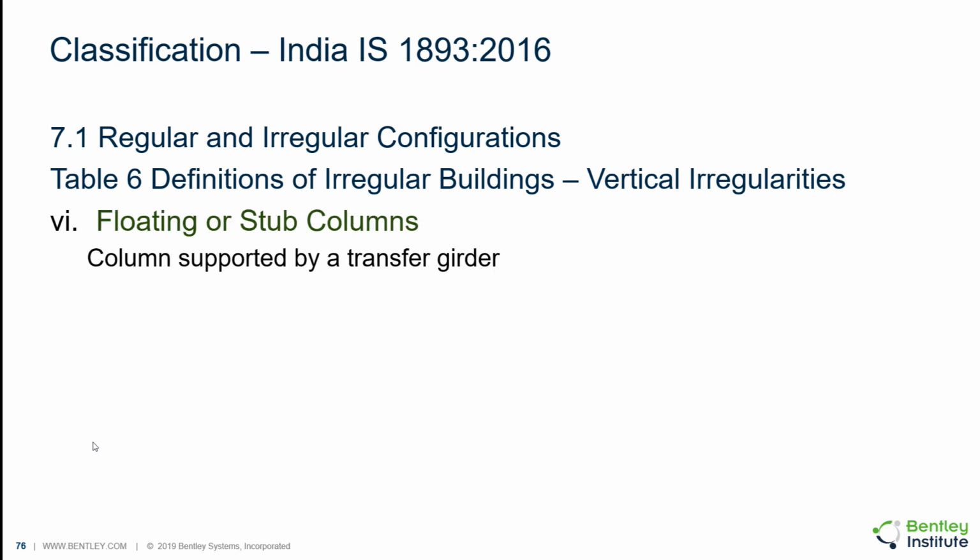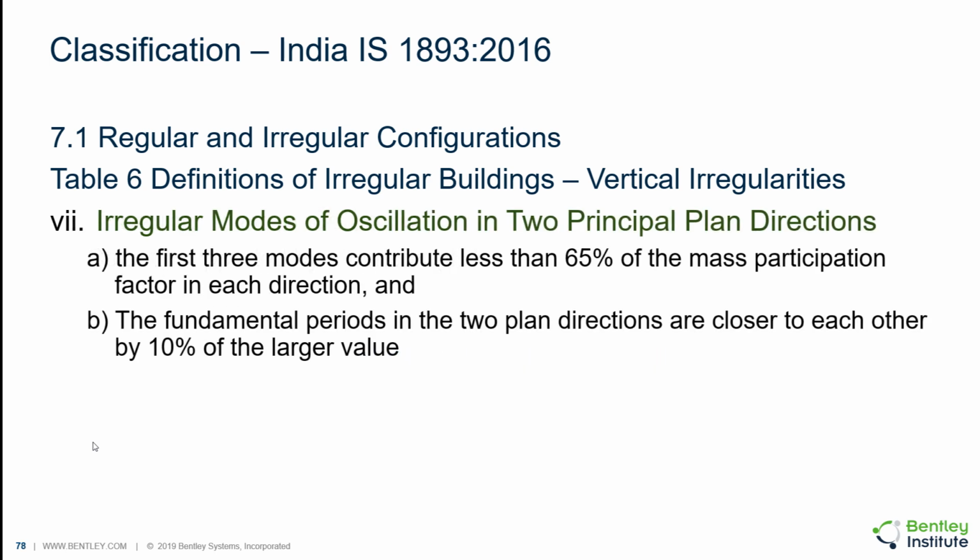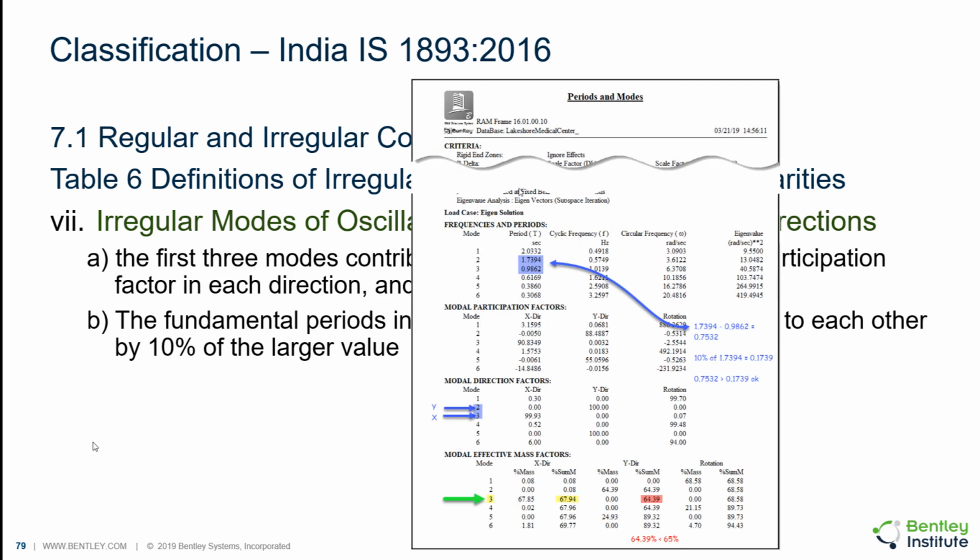Number 6 is floating or stub columns. These are columns supported by a transfer girder. This would fall under ASCE 7 in-plane discontinuity. Vertical irregularity number 7 is irregular modes of oscillation, in which the modes have two characteristics here. There is no analogous type in ASCE 7. Starting at the bottom of the report shown here, the modal effective mass factors list the total percent of mass included for each mode, and in this case the third mode only includes 64.39% of the mass in the y direction, which is less than the limit of 65%.